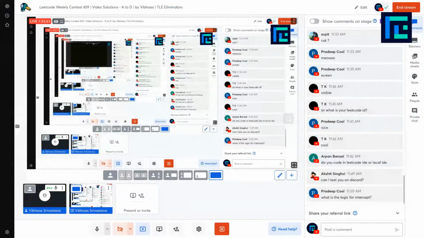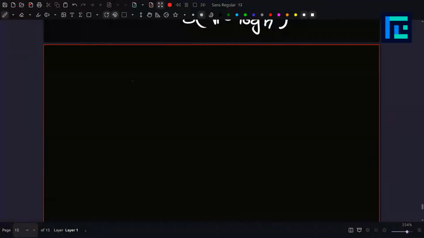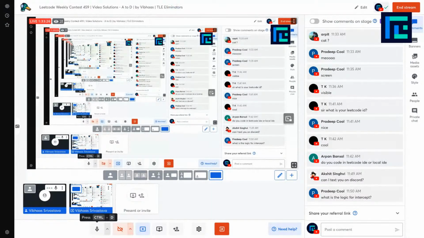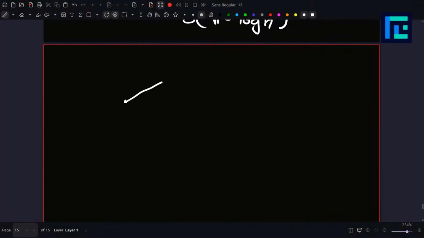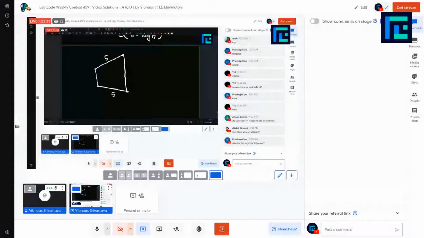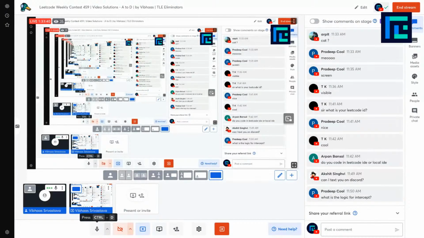Yeah, okay, Akshit, I think I figured out the problem in your solution. See, I can have a shape like this, and the length over here is 5, and the length over here is 5, right? But it's not a parallelogram. So your idea will overcount. Okay, what is the logic for intercept?